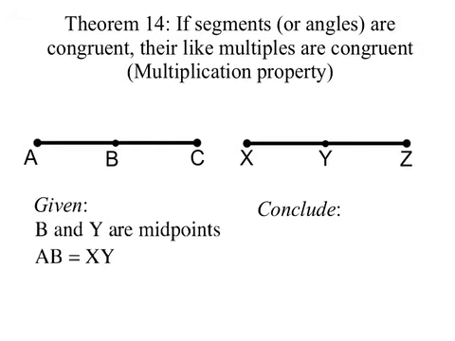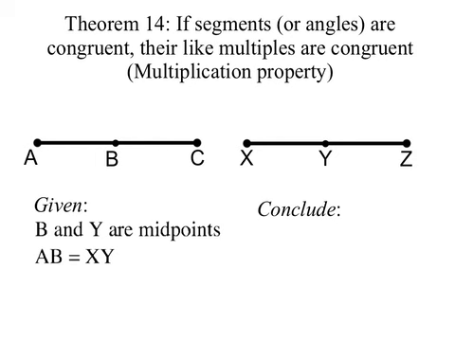And in this example, instead of talking about the segments being congruent, we'll talk about their measures being equal. But we know that congruent segments have equal measures, so we can just as easily talk about equal measures rather than congruent segments. And in this case, we're given that B and Y are midpoints, and AB is equal to XY.